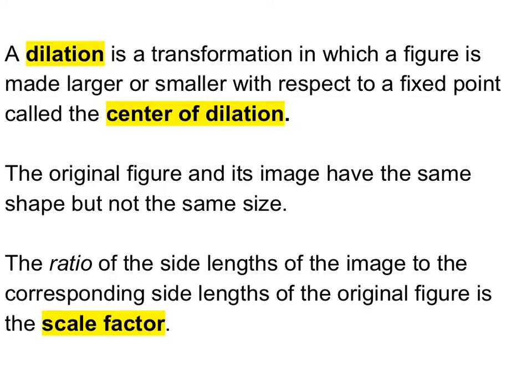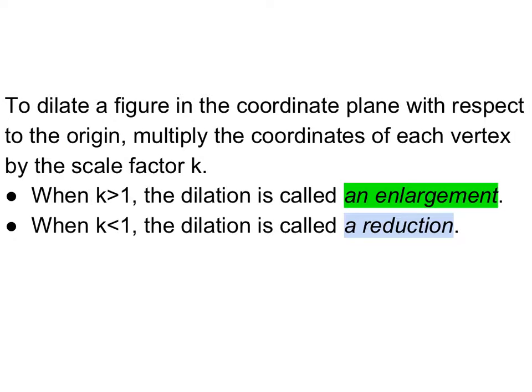The original figure and its image have the same shape, but not the same size. So the size is the only thing that's going to change. The ratio of the side lengths of the image to the corresponding side lengths of the original figure is the scale factor. So by how much it increases or decreases is the scale factor. In order to dilate a figure in the coordinate plane, you're going to multiply the coordinates of each vertex by the scale factor, and we refer to that scale factor in terms of k.